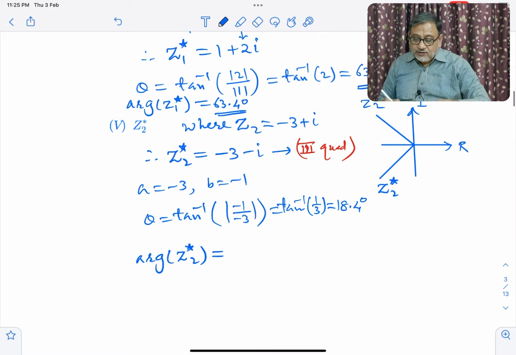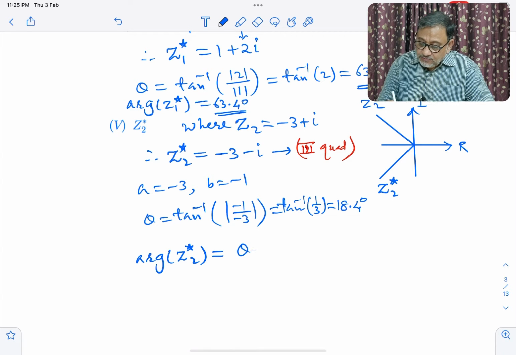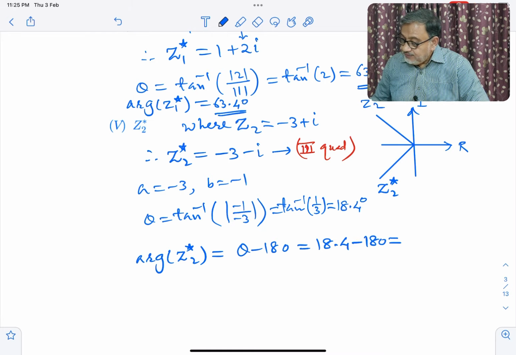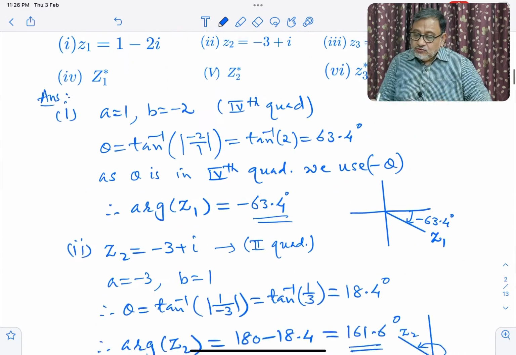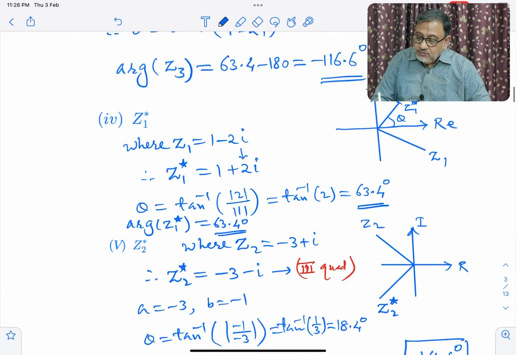Sorry for that. Now here argument of Z2 conjugate, because it lies in the third quadrant, will be theta minus 180. It means 18.4 minus 180 degrees. So what will it be? 18.4 minus 180 degrees is going to be negative 161.6 degrees. So this will be the answer. The fourth one I am leaving for you. Please try this part in the homework.